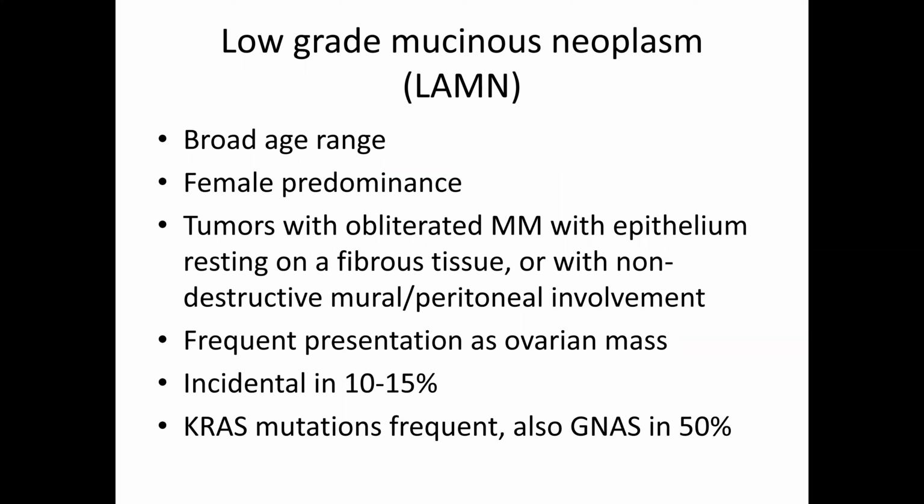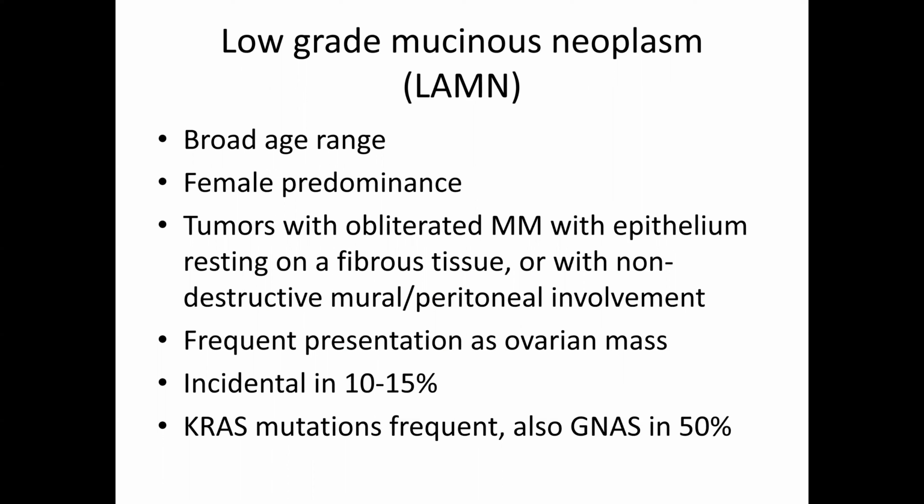Essentially, the definition, at least as promoted in the CAP checklist, is that of an obliterated muscularis mucosa that has epithelium resting on a fibrous tissue base, or with non-destructive mural and peritoneal involvement, such as might happen after a rupture or something of that sort. Now, I point out obliterated muscularis mucosa because not all sources will quote quite the same definition. In fact, we've quoted from another source later that has a different wording, which will be interesting to pay attention to.